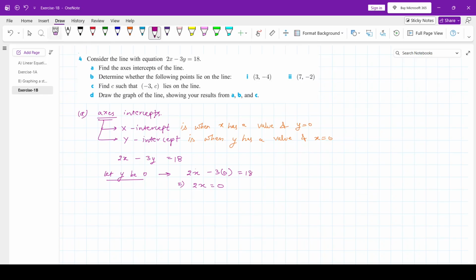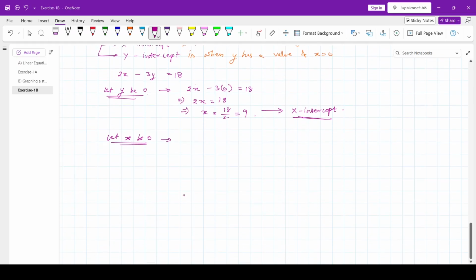It is 18. So we get 2x is equal to 18, and hence x will be 18 divided by 2, that is 9. So this is our x-intercept value. When we take y is equal to 0, we get some value of x, and that value of x is the x-intercept.